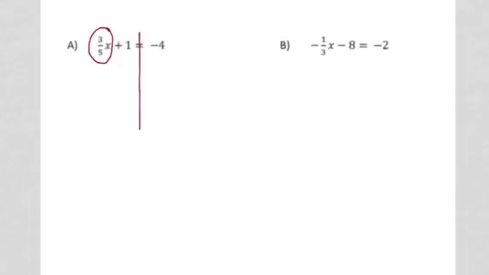And I'm going to get rid of it by doing the opposite of plus 1, which is minus 1 on both sides. On the left-hand side, 1 minus 1 makes 0 and cancels out. I still have the 3/5 x, and on the other side I now have a negative 5. Same sign, add negative 4 and negative 1.